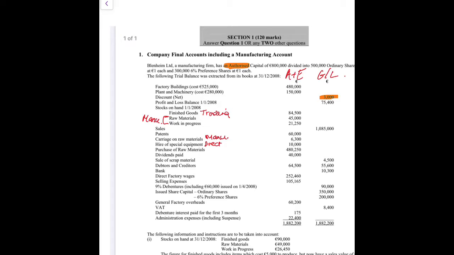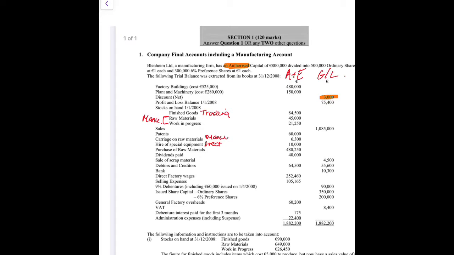Okay, purchase of raw materials, that's your raw materials used for making the product. So that will go at the top of your manufacturing account. Dividends paid, they're going to come out at the bottom of your profit and loss account. Sale of scrap material of €4,500. You'll see that going into the manufacturing account, and when we get to that stage, it'll go in down the bottom of it. Okay, and you will take it away.